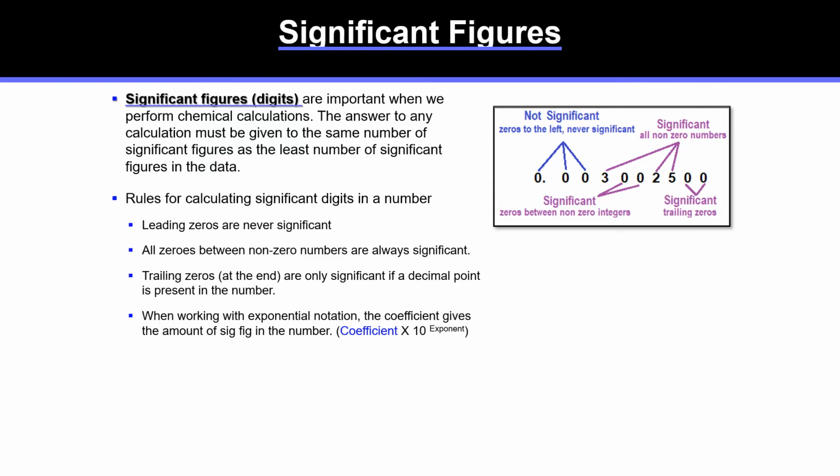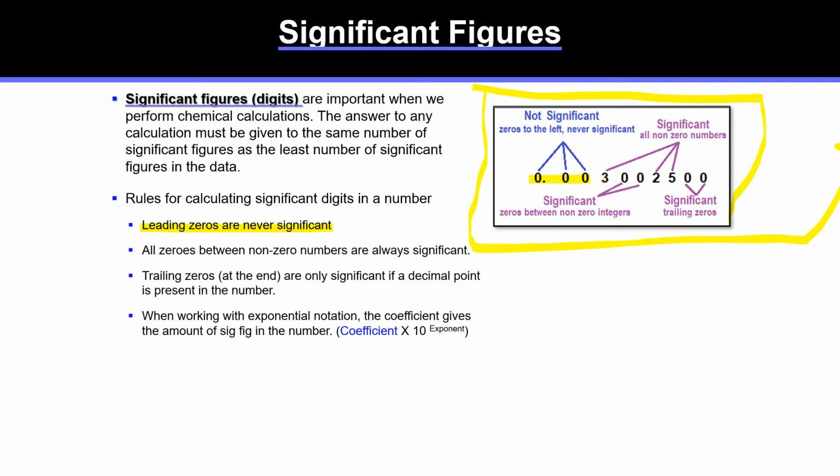So the first thing that we are going to do is to show this example that I have here on the right, and we are going to use that example in order to review the rules for significant digits. In here we have 3 leading zeros, and leading zeros are never significant. That means that these 3 leading zeros are not going to be counted as significant digits.